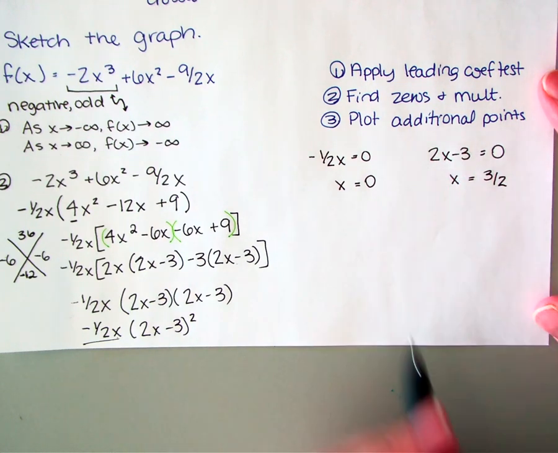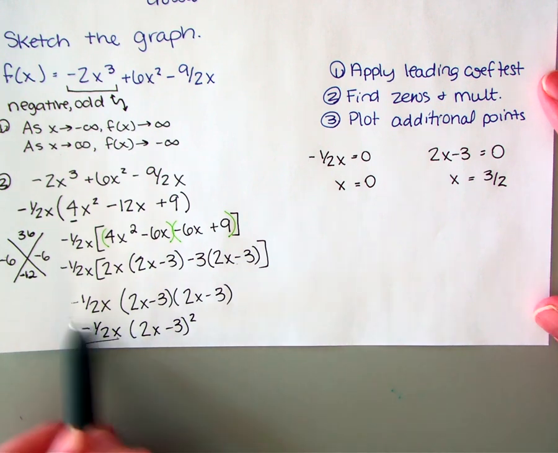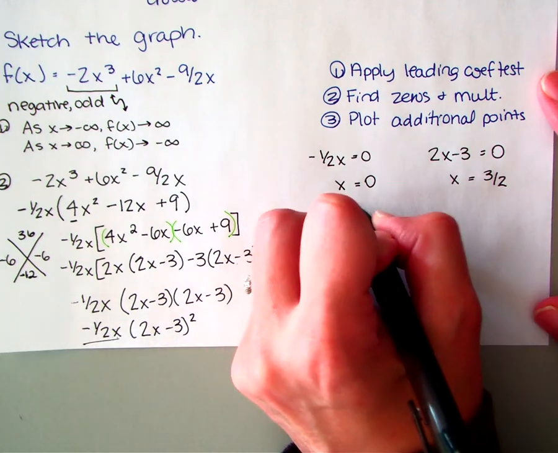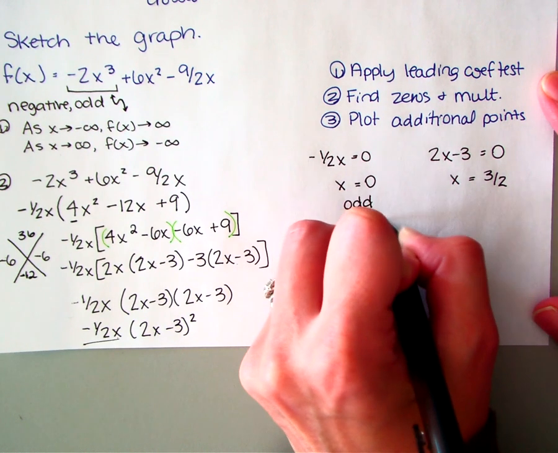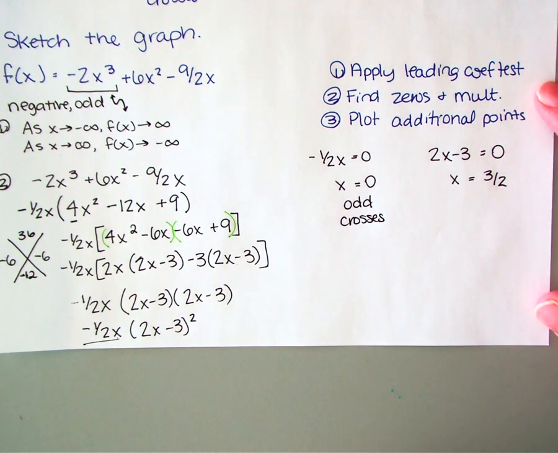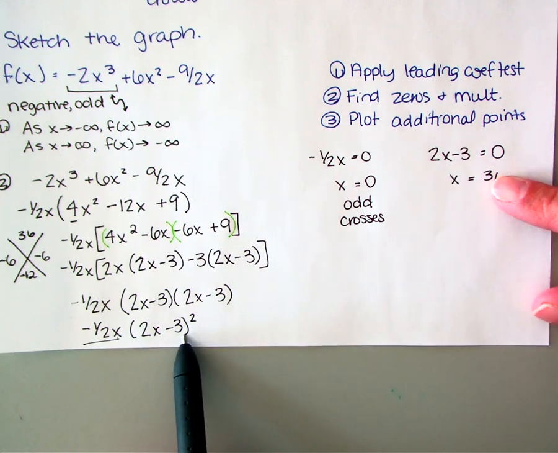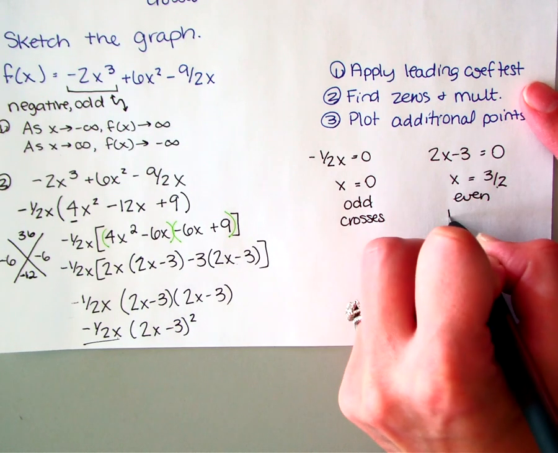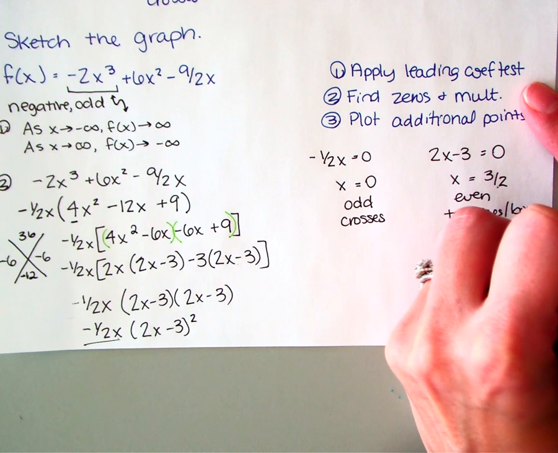So then we think about x being 0 and its multiplicity. So if we go over to where we factored it, negative 1/2 x has an exponent of 1. It occurs 1 time. That's an odd multiplicity, which means it crosses the x-axis at 0. 3/2 had a factor of 2x minus 3 squared. It occurred twice, so it has an even multiplicity, and it touches or bounces across the x-axis.